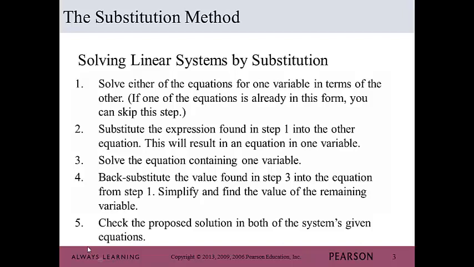And then step 4, you're going to back substitute the value found in step 3 into the equation from step 1, simplify, and find the value of the remaining variable. And then step 5, check your proposed solution in both of the equations to make sure the left side equals the right side.